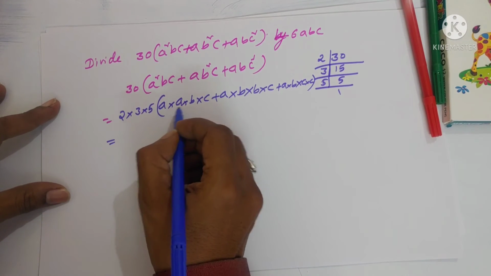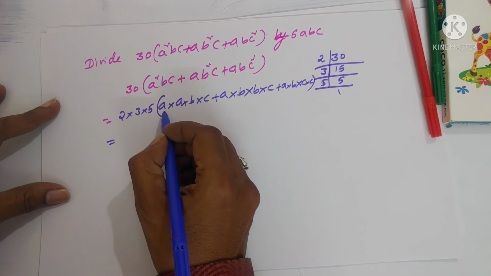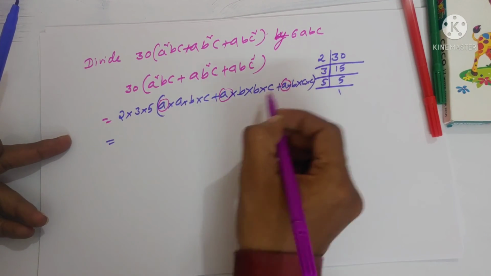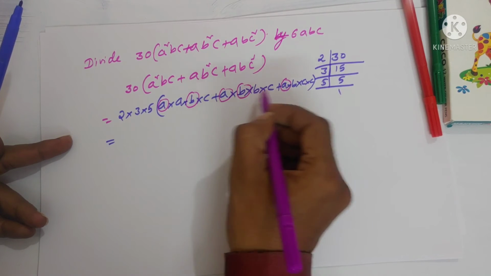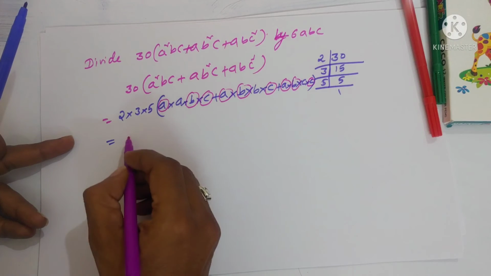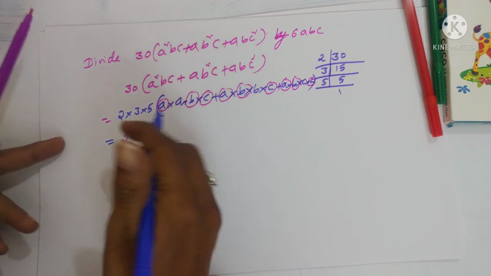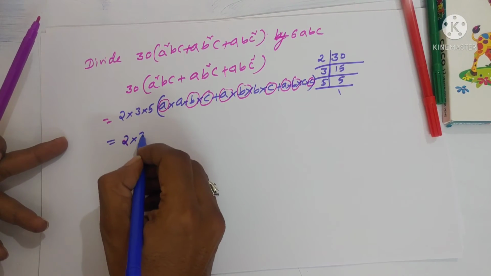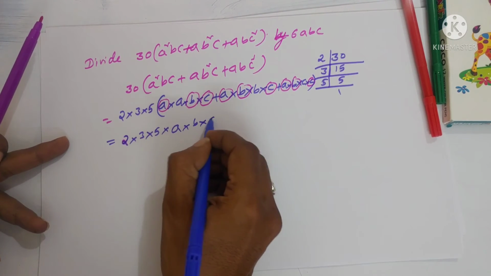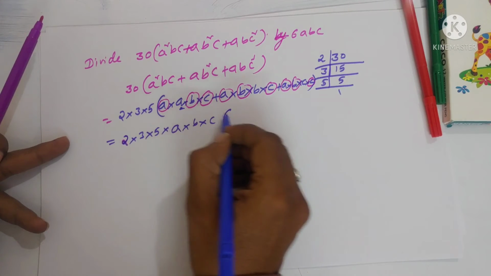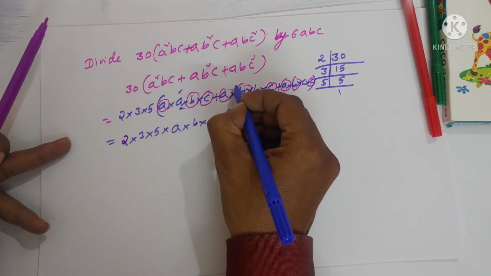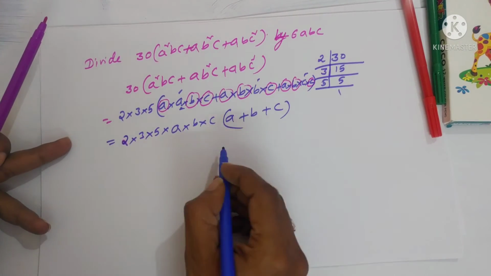Now here in the bracketed terms we have the common terms. a is common in all, b is also common in all, and c is also common in all. So we can take outside from each term abc. So a into b into c is taken outside. So the remaining terms are a plus b plus c. So only 3 terms remain in the bracket.